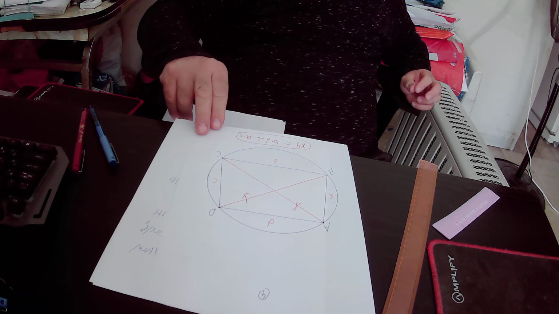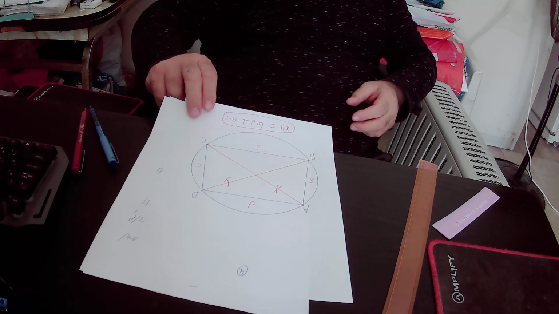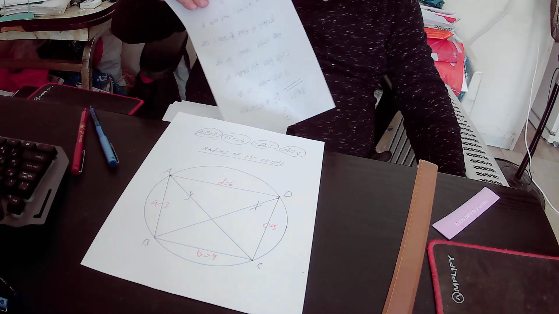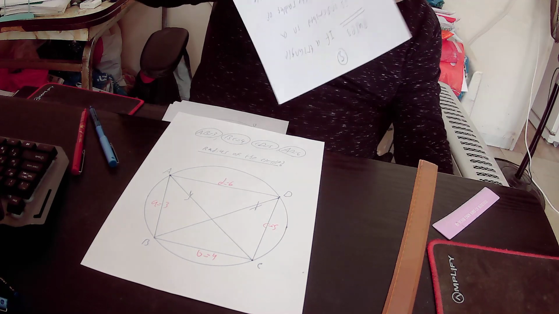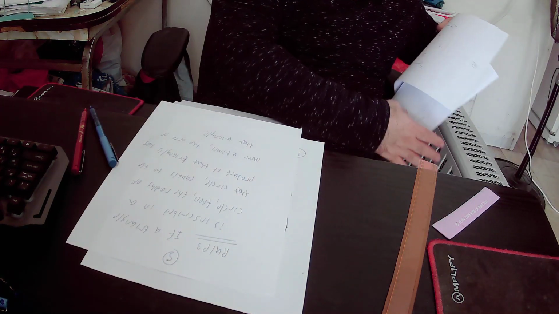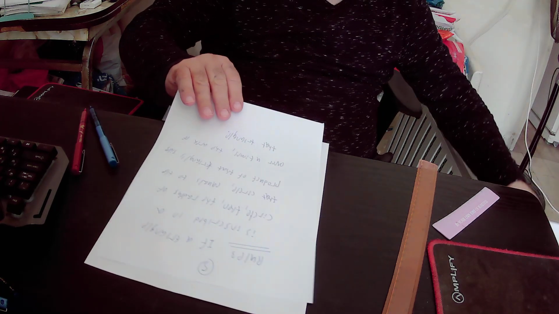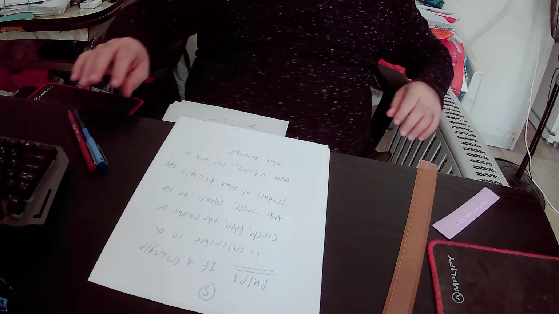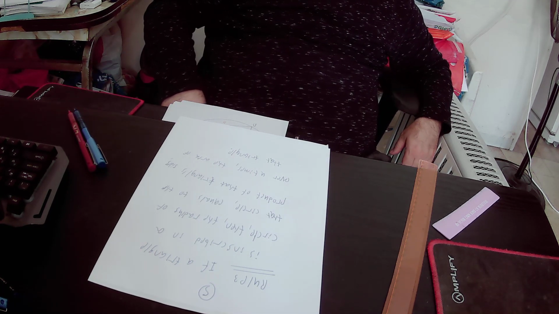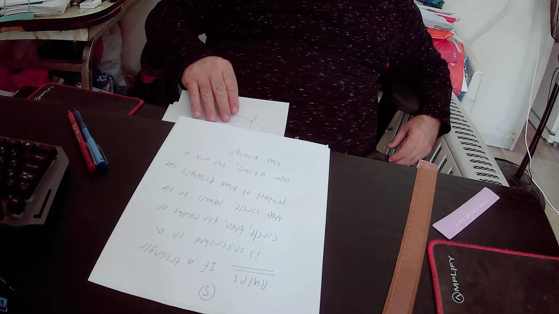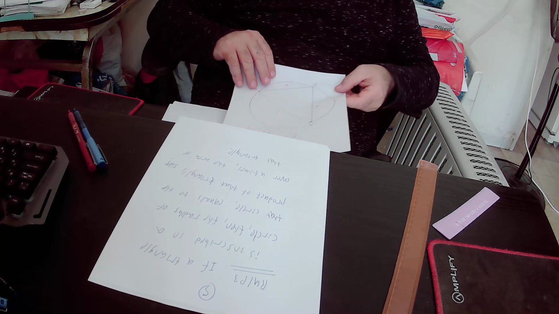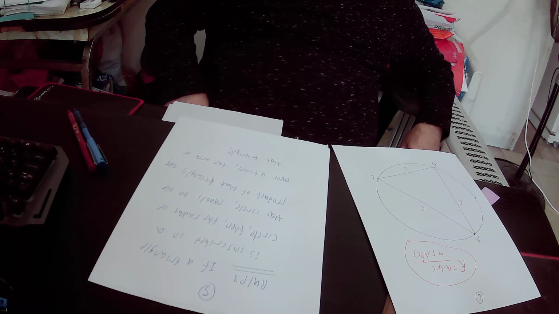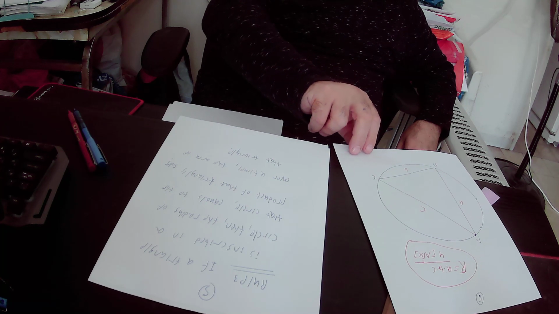Okay, that is rule number 2. And we also have rule number 3. According to rule number 3, if a triangle is inscribed in a circle, then the radius of that circle equals the product of that triangle's sides over 4 times the area of that triangle. So, what is the meaning of rule number 3?